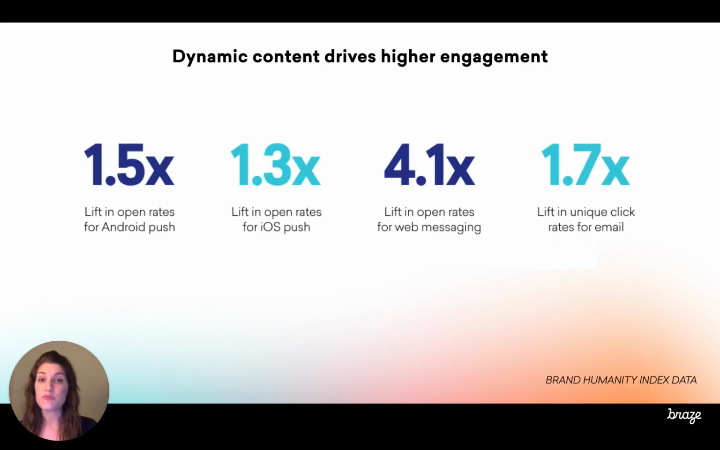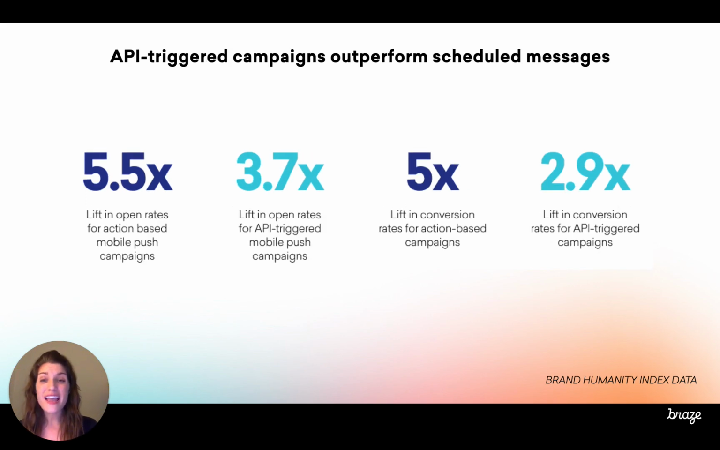We see results that speak for themselves. We had a commissioned study with Forrester that looked at over 530 billion messages over 2 years, and this is what we saw. Dynamic content drives higher engagement. We're seeing higher open rates and higher unique clicks. And likewise, API-triggered campaigns that were compared to scheduled campaigns always outperform them. We saw higher open rates and higher conversion rates when you're using an API to trigger the message instead of scheduling it at a specific time.